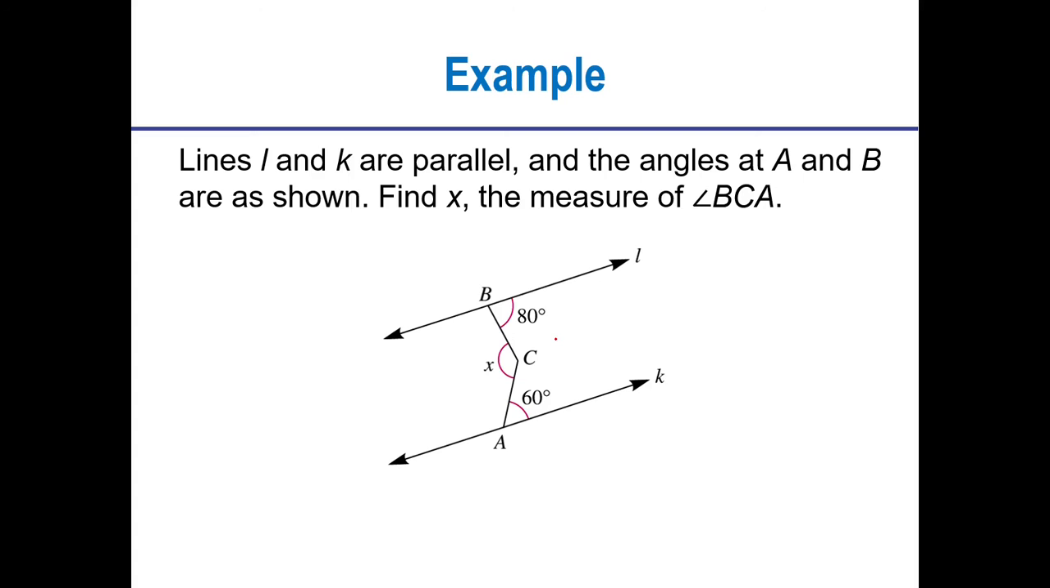Lines L and K are parallel, and the angles at A and B are shown. Find X, the measure of angle BCA. For this problem, we'll extend the segment BC to the line K. Let's say it meets the line K at point D, and now line BD is a transversal to lines L and K. And recall that L is parallel to K.